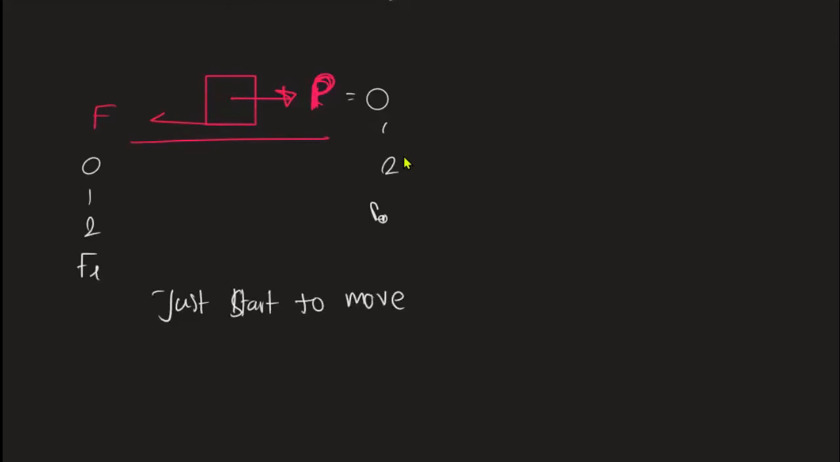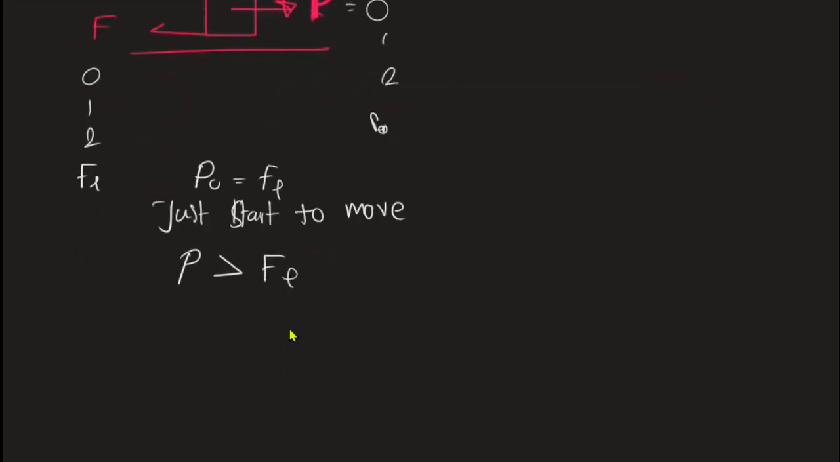Just start to move. So at what point? When P naught is equal to limiting FL. So when P is greater than FL, if you apply a force P which is greater than FL, at that moment, of course, now suddenly on the block, what is going to arise is the dynamic frictional force. So now what arises is the dynamic frictional force.